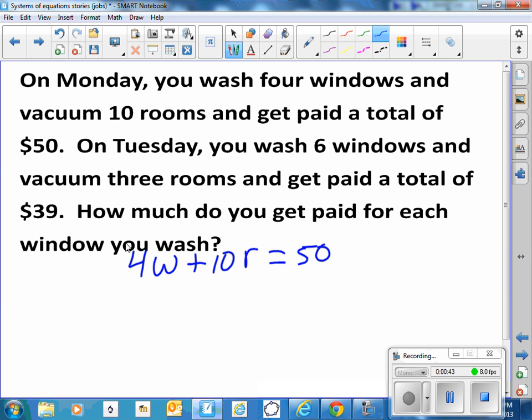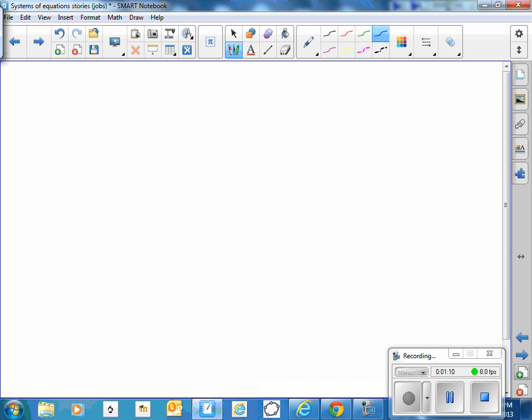On Tuesday, you wash 6 windows and vacuum 3 rooms and get paid a total of $39. So 6 windows plus 3 rooms equals $39. Let's give ourselves a little room.